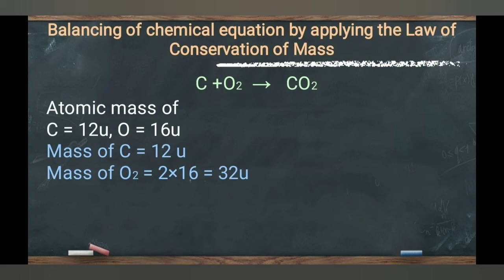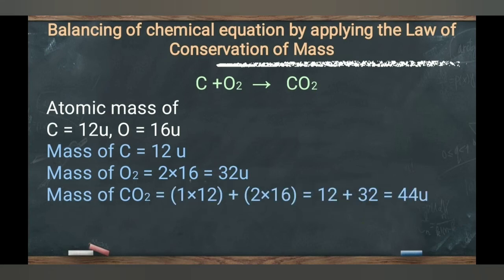Here the product is carbon dioxide. So the mass of product is equal to the mass of carbon dioxide. In a carbon dioxide molecule, we have 1 atom of carbon and 2 atoms of oxygen. So the mass of a carbon dioxide molecule will be 1 multiplied by 12 plus 2 multiplied by 16 equal to 44 units.